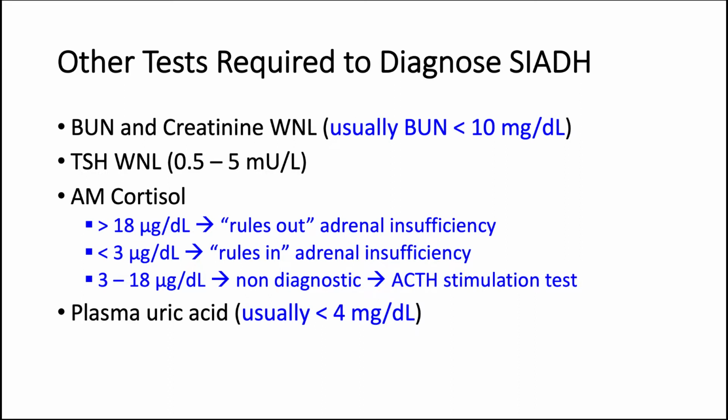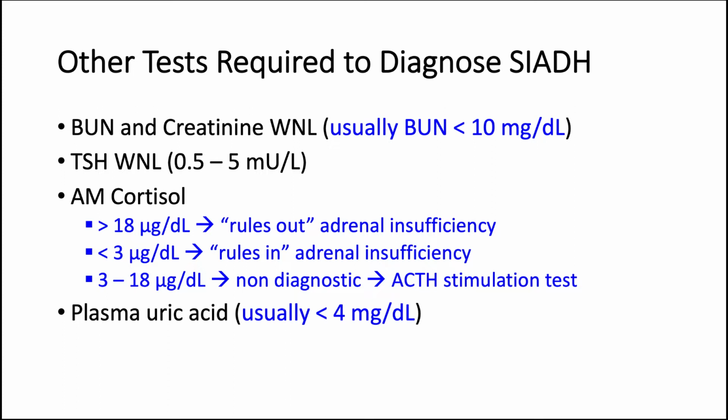So the rule of thumb that I have for cortisol is if the cortisol level in the morning is more than 18, that practically rules out adrenal insufficiency. I mean, you always want to maybe make sure that they don't have it, maybe do an ACTH stim test, but it's not really necessary. If the cortisol is more than 18, you pretty much rule it out. If the cortisol is less than 3, pretty much that rules in adrenal insufficiency. The patient most likely has AI. But if the cortisol is between 3 and 18, that is non-diagnostic. You have to do an ACTH stim test to make sure that the patient doesn't have AI, adrenal insufficiency.